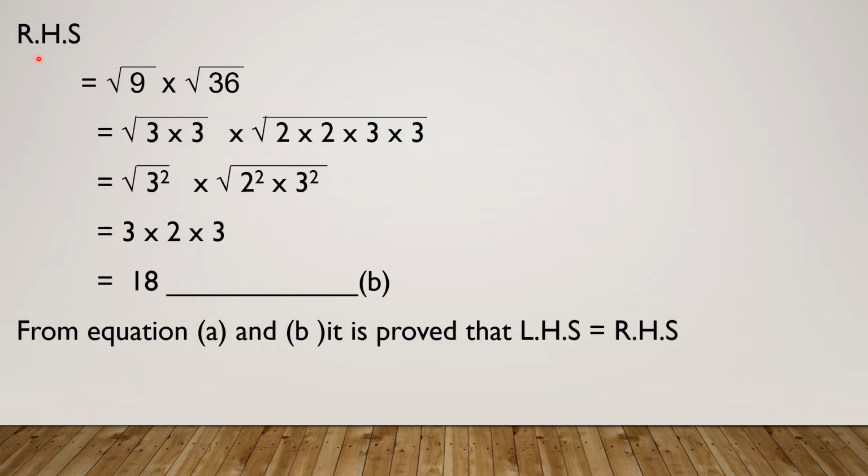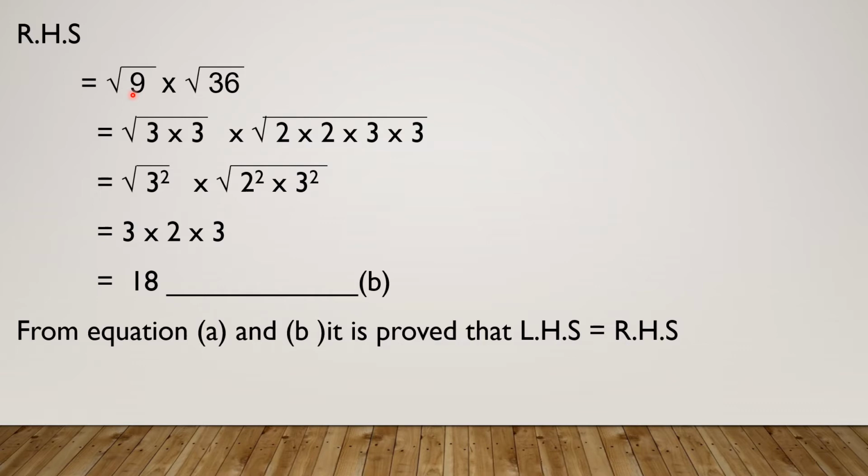Now students, we will take the right hand side of the same equation. What is the right hand side? Under root 9 multiplied by under root 36. You can say under root or under square root. This is the symbol of square root and can be called root also. In the right hand side, the square root is put separately on 9 and 36, so we will write our right hand side same as it is given in the question.